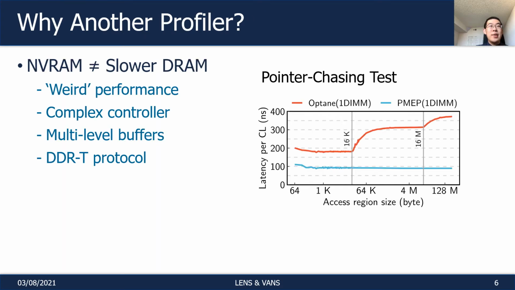But can we build a non-volatile memory simulator that is constantly slower than DRAM? The answer is no. Here's an example. We perform a pointer chasing test on Optane DIMM and PMEP, a DRAM-based non-volatile memory emulator. We find PMEP latency is stable, while Optane DIMM latency is not constantly slower than PMEP, which means the real non-volatile memory is not just a slower DRAM.